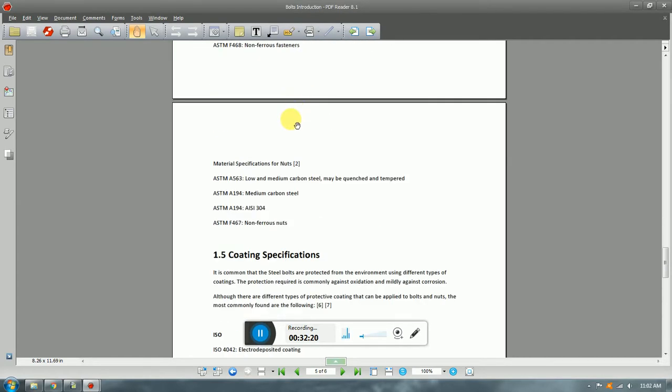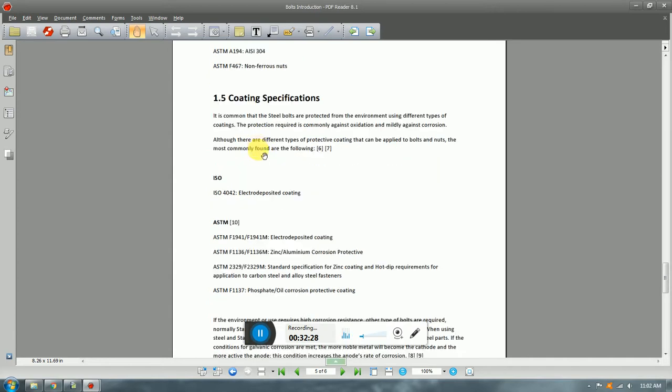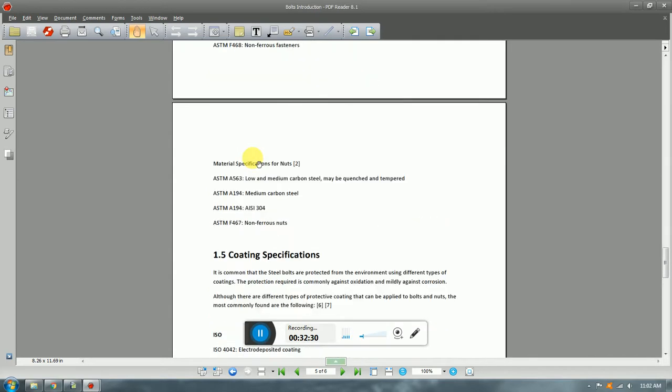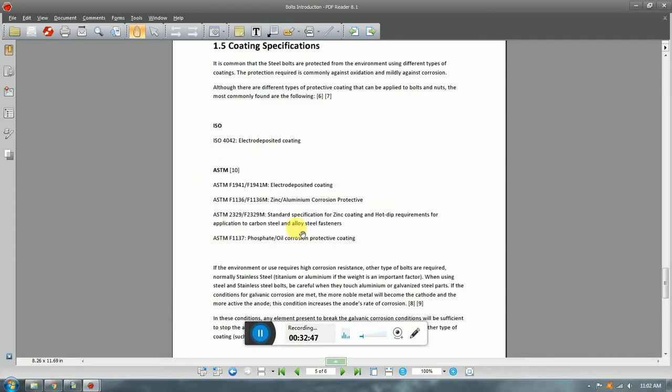The third one is not mandatory, but it's present in many bolts. And this is the coating. The reason is that, especially for the steel ones, steel is not really good against corrosive environments or oxidation, so you can add a coating. These are some examples. This is electrodeposit coating for zinc, for example, for the alloy steel bolts for the ISO, and then you get the ASTMs: electrodeposit, zinc, aluminum, and so on.